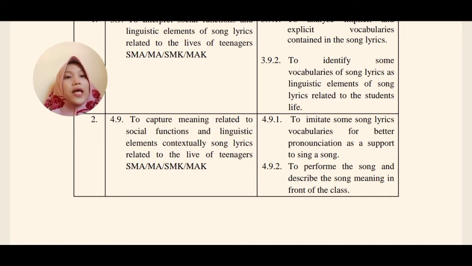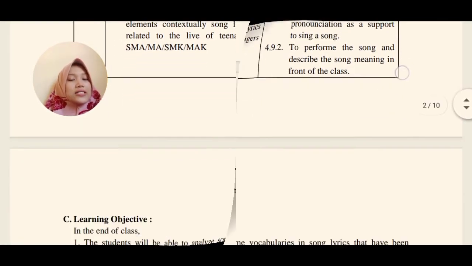Then the indicator of achievement 4.9.1 is to imitate some song lyrics vocabularies for better pronunciation as a support to sing a song. It's based on basic competence 4.9. Then the second indicator is 4.9.2, to perform the song and describe the song meaning in front of the class.